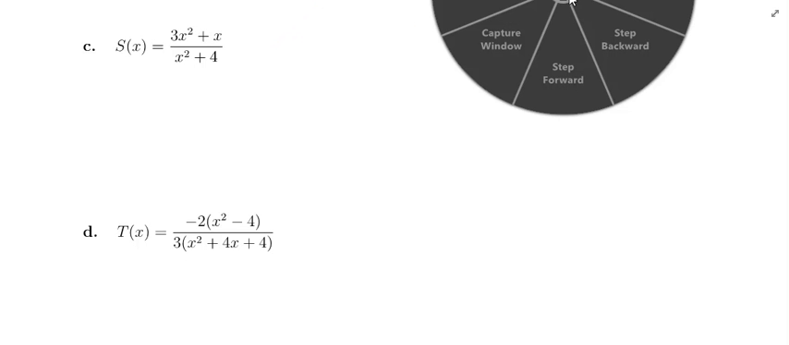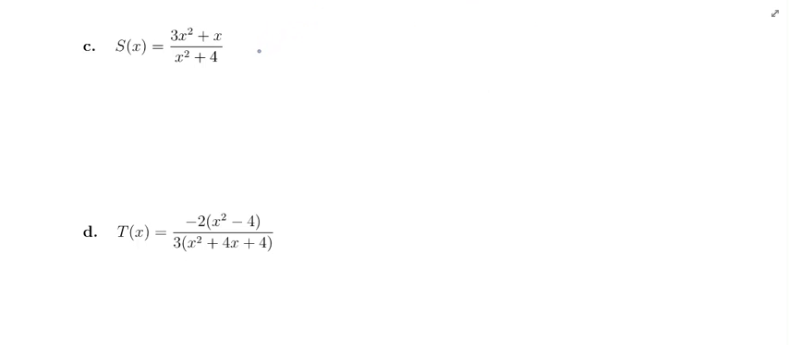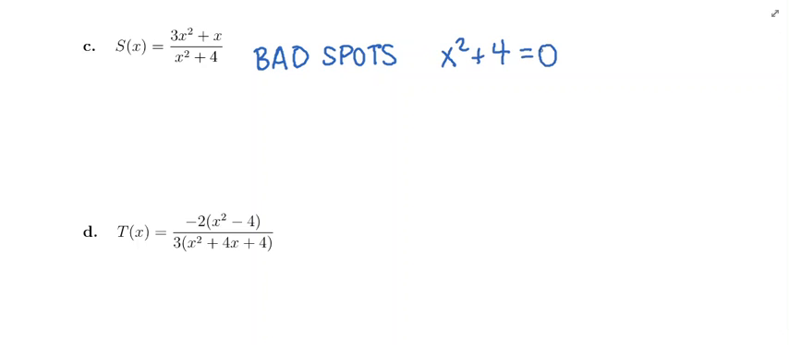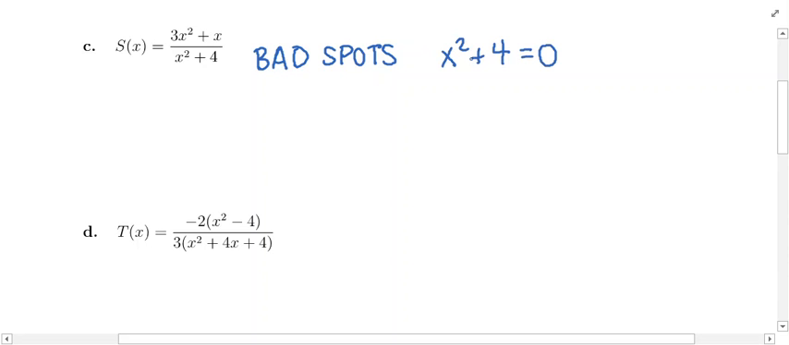Again, you don't have to pay attention to the numerator at all because there's no square root there. So for the bad spots, we are going to take x squared plus 4, set it equal to 0, and solve. So this is quadratic. There's a couple of ways you can do this. You can factor, you can use the quadratic formula. The easiest thing to do here is to just move the 4 over. That's going to tell you that x squared is equal to negative 4.